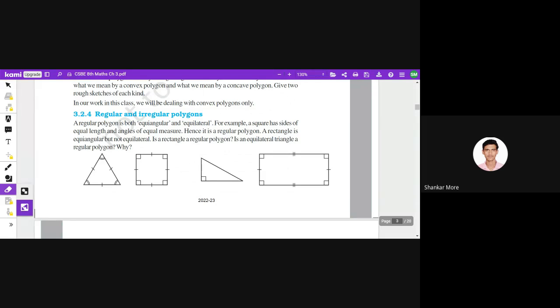Okay, so are you able to understand, students, whatever we have learned till now? Do you have any doubts? Yes. Okay. Anyone with any doubt?